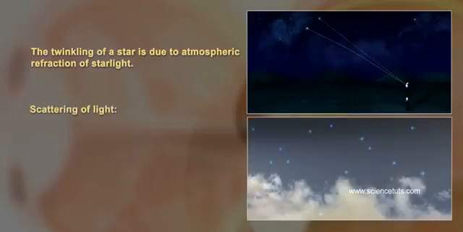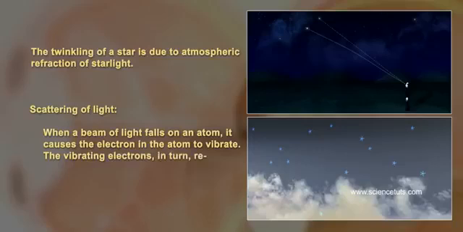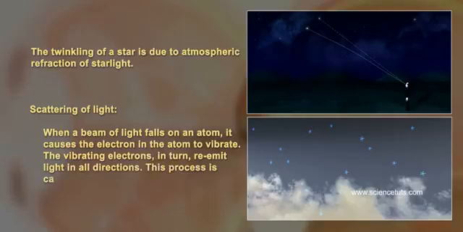Scattering of light. When a beam of light falls on an atom, it causes the electron in the atom to vibrate. The vibrating electrons, in turn, re-emit light in all directions. This process is called scattering.